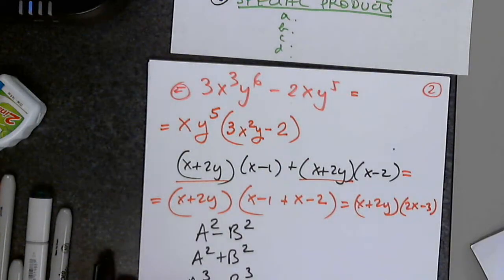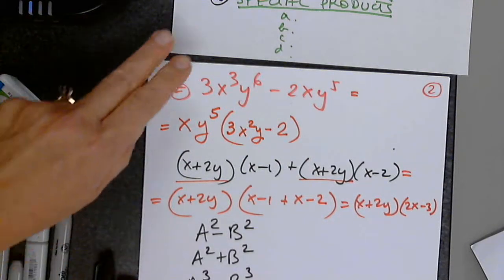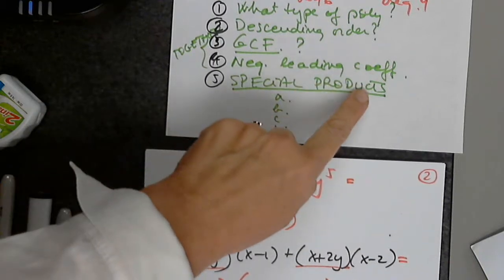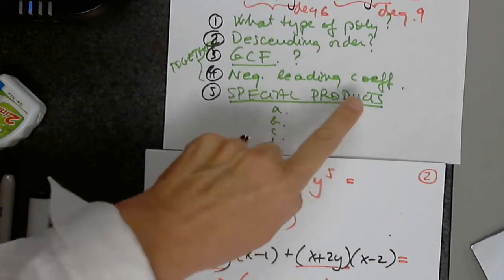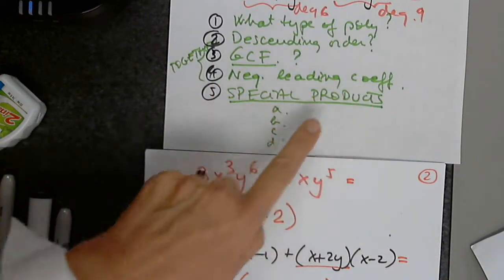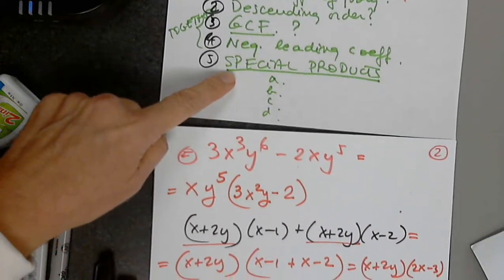Say it again. What was 4? Negative leading coefficient. We have to factor that too. And then special products.